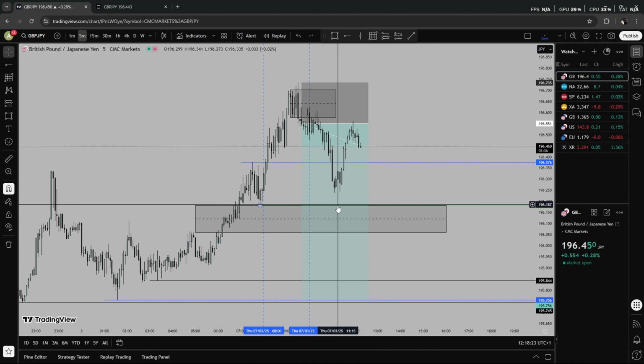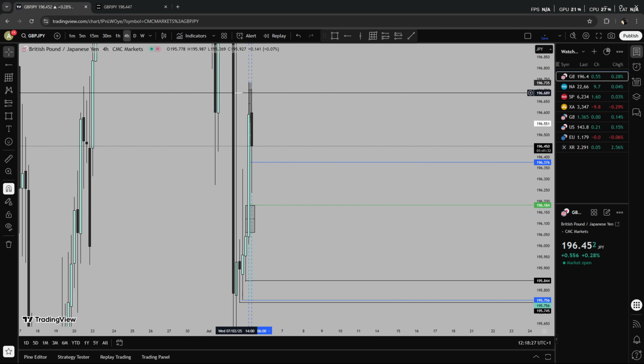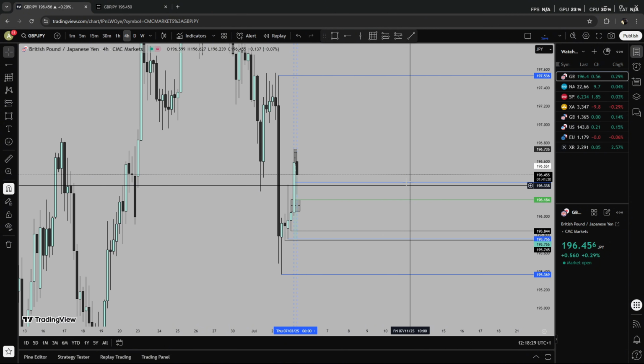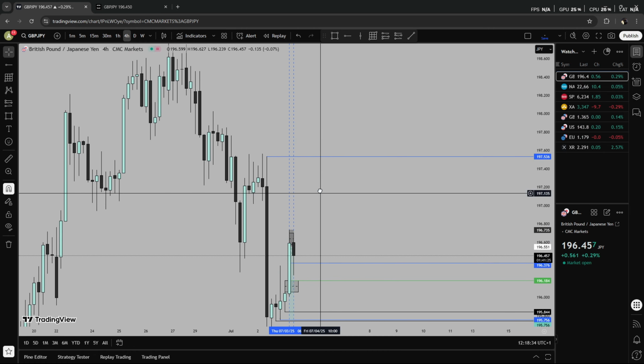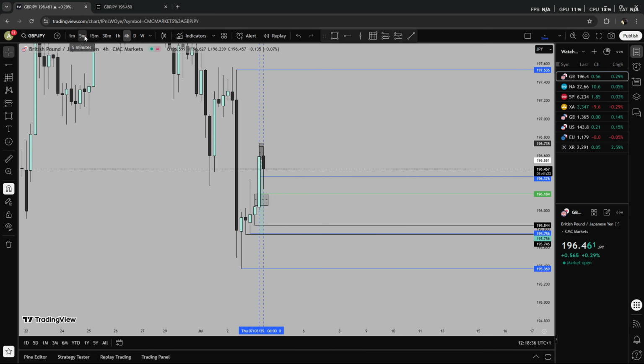We came down, we nearly touched it, but now we are going back up, and I don't really know what we're gonna see, because the 4 hour might have just retraced into equilibrium and then might keep going up, but I don't know. Daily's in the downtrend, we're gonna see.